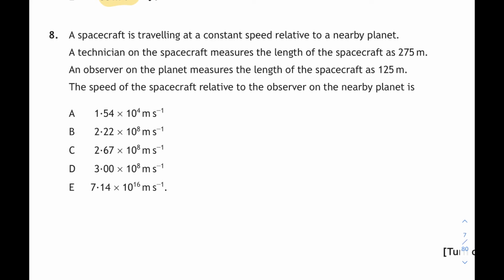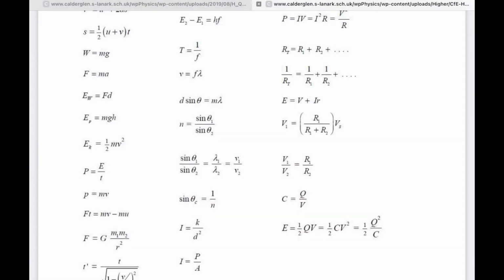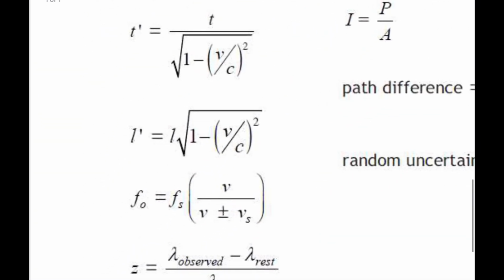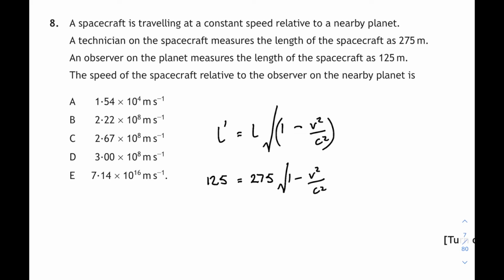Question 8. Spacecraft travelling very fast. A technician measures the length as 275 and it's observed to have a shorter length. So this is special relativity. We have to go to our relationship sheet and find the length contraction relationship. So the relationship sheet is down at the bottom there. There we have the L dashed relationship. And so let's make sure that when we do our rough working, we copy that relationship down. And this is particularly tricky this time. We can substitute in for the observed length and the proper length, but it's V that we're looking for, so we've got a bit of rearranging to do here.